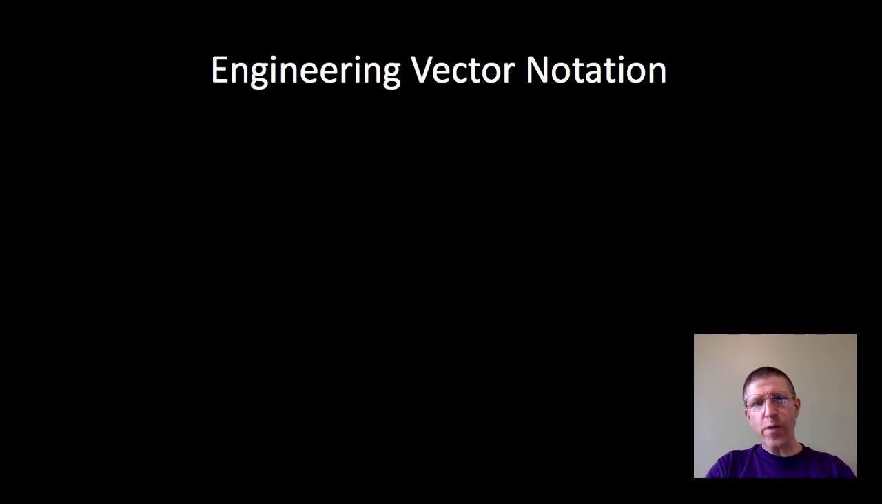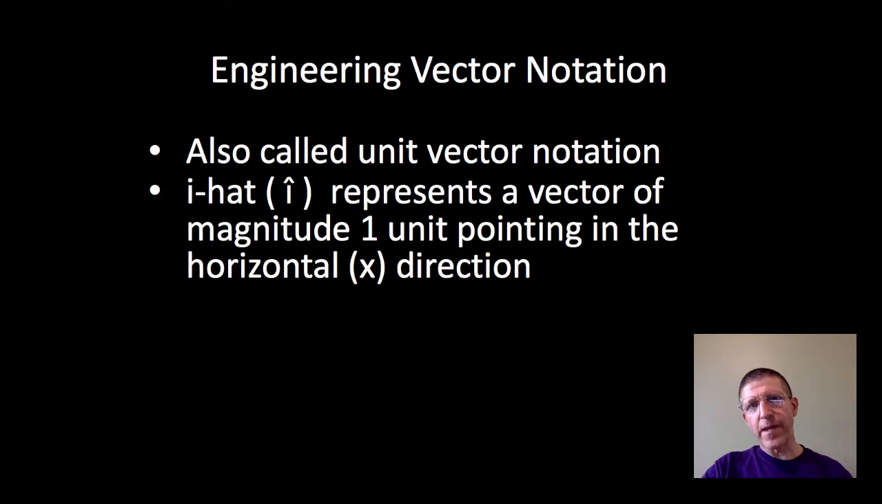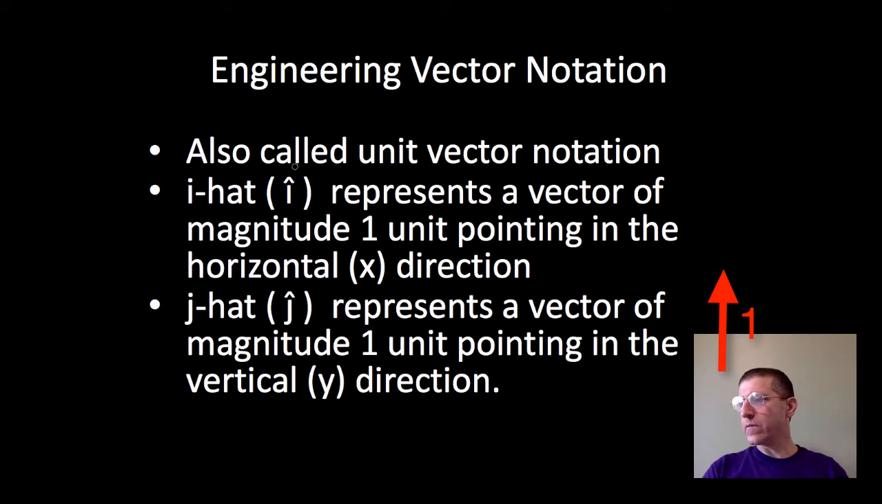So, to start off, we must discuss the concept of engineering vector notation. This is primarily used by the C kids, but it is very valuable for even the AP 1 and 2 kids. It's also called unit vector notation. In this type of notation, the symbol I hat, an I with a little hat on it, represents a vector of magnitude 1 pointing in the horizontal direction, whereas J hat represents a vector of magnitude 1 pointing in the vertical direction.